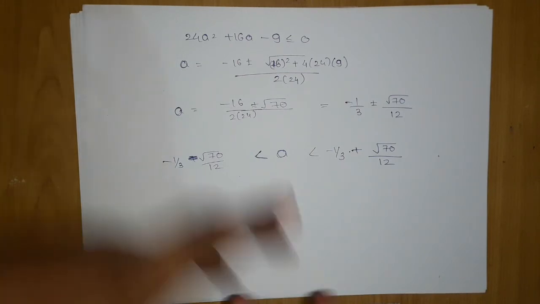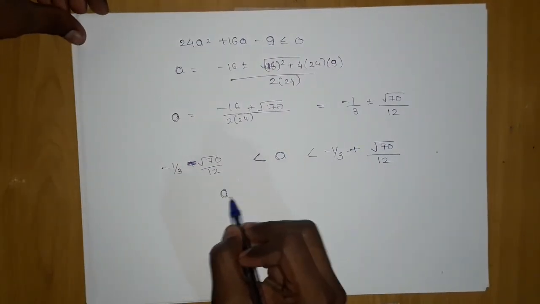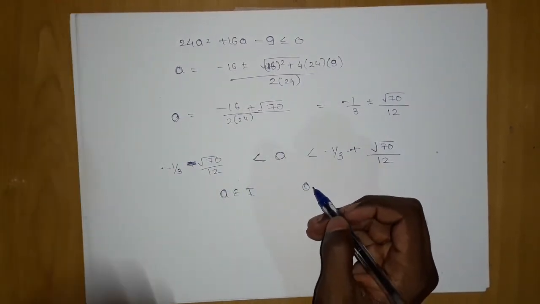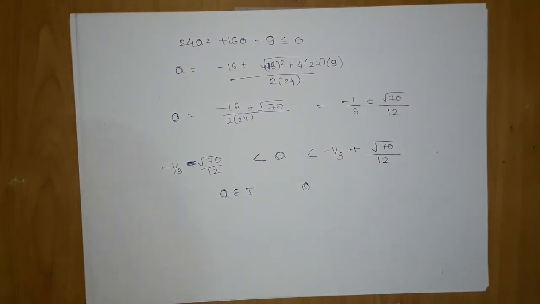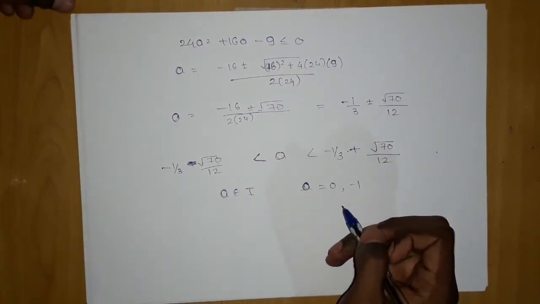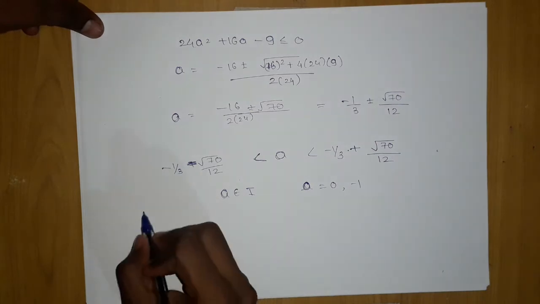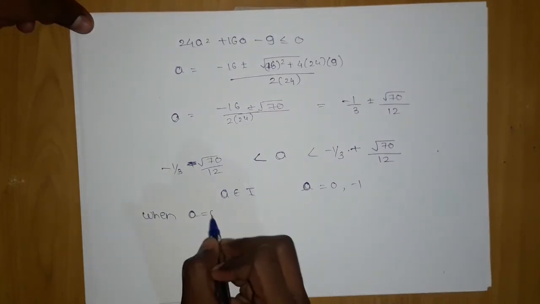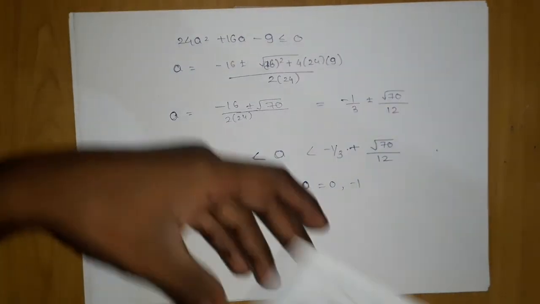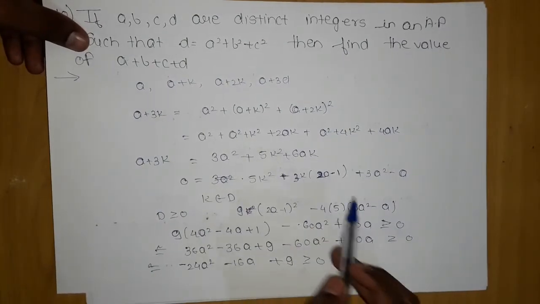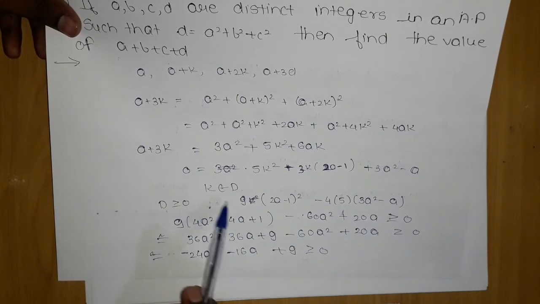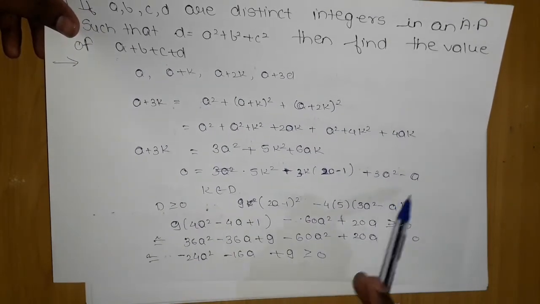Now a belongs to integers, we know that. So this value is approximately between 0 and minus 1. So let's take a equal to 0 and minus 1 both. Now when a is equal to 0, what do we have? When a is equal to 0, this equation will become what? Which equation? This equation. This equation will become what?